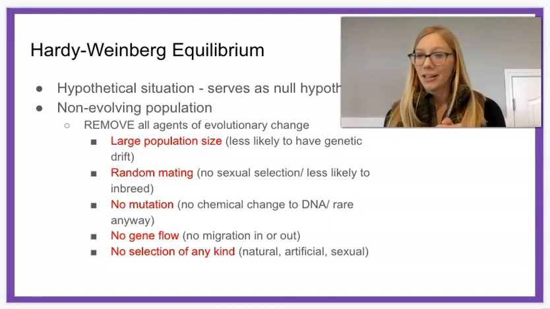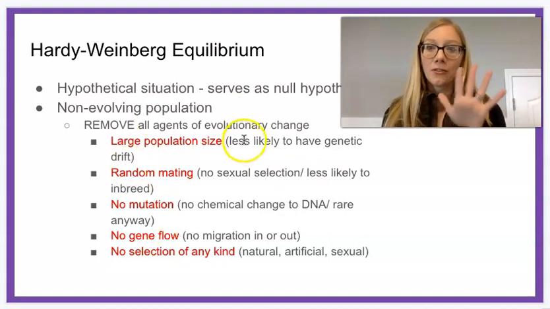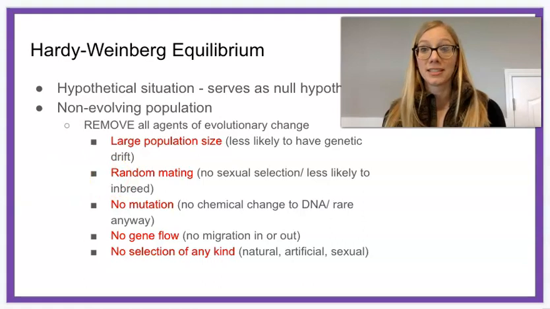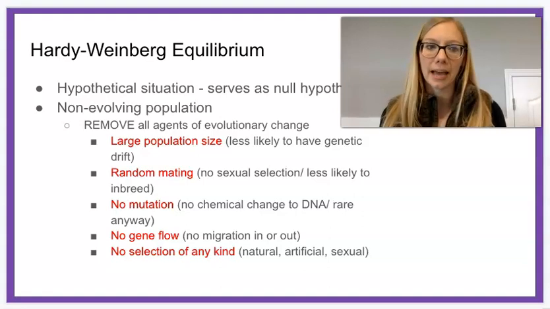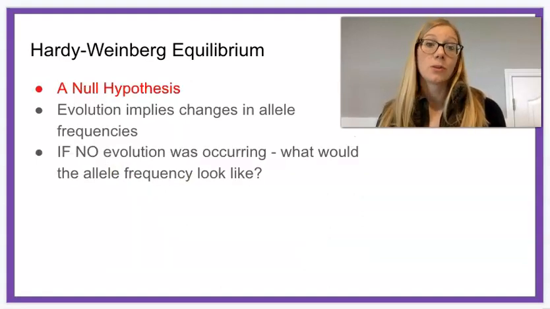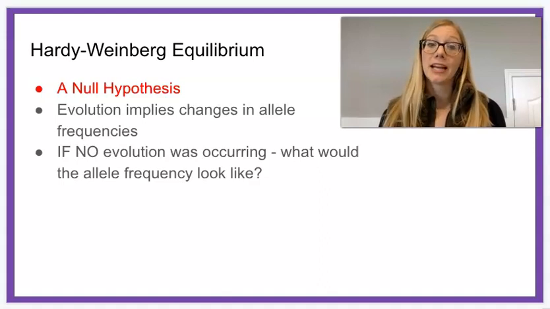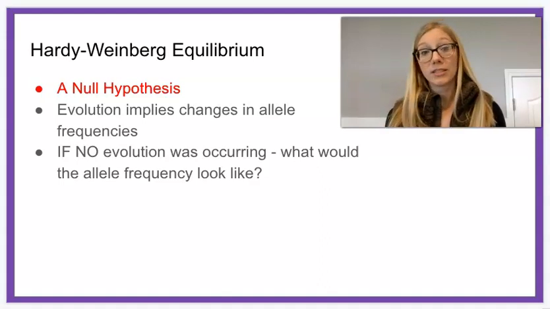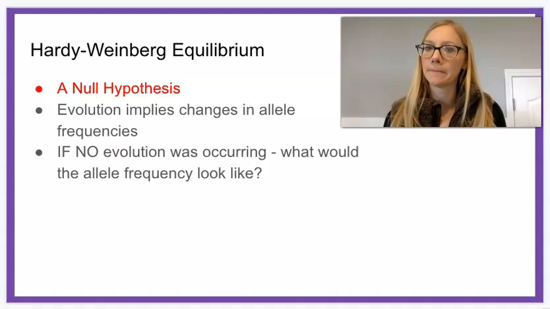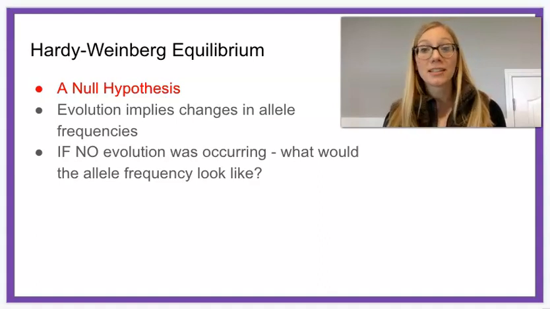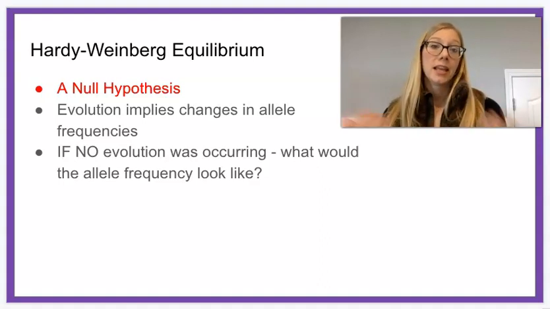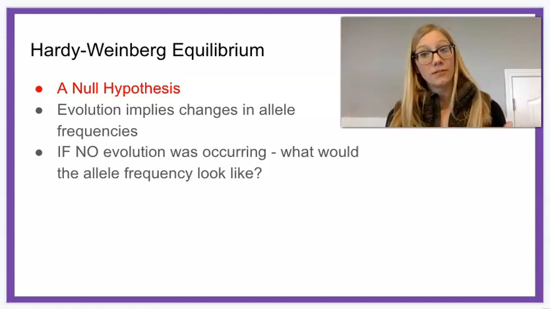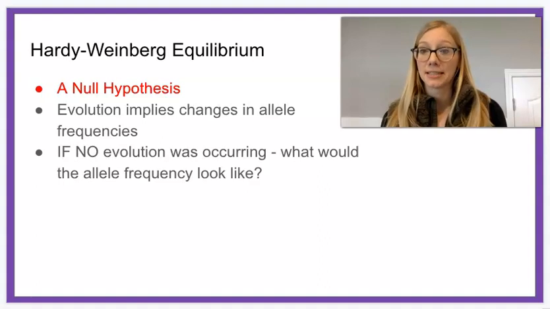Is that very likely? No, right? It's not very likely that all 5 of these things are true in order to see a population in equilibrium or not evolving, which kind of leads us to the idea that yes, evolution is happening. So again, Hardy-Weinberg equilibrium is your null hypothesis. It implies that evolution implies that changes in allele frequencies are happening. So if no evolution is occurring, what would you expect allele frequency to look like? Well, you'd expect that allele frequency would stay the same over time, right? If we know that changes in allele frequency imply evolution, if there's no evolution, you'd expect those allele frequencies to remain the same over time.